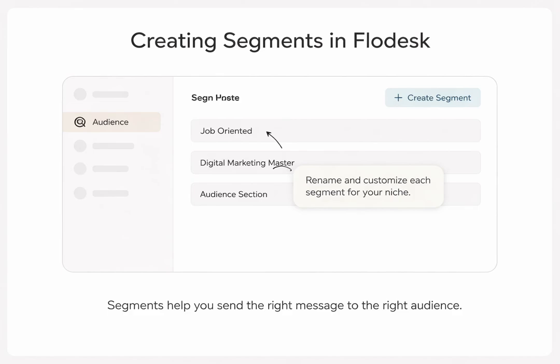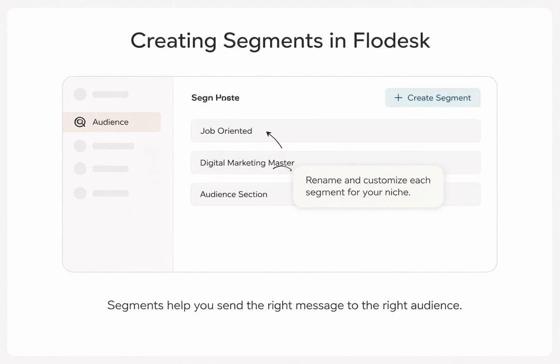A segment is basically a group of contacts organized by a specific category or interest. The instructor demonstrates creating a segment called Job-Oriented, meaning this group consists of people who are interested in job-related content. You can also create segments like Digital Marketing Master for people interested in digital marketing. The key idea here is that segmentation lets you send highly targeted emails. Instead of blasting the same message to everyone, you can tailor your content to exactly what each group cares about.